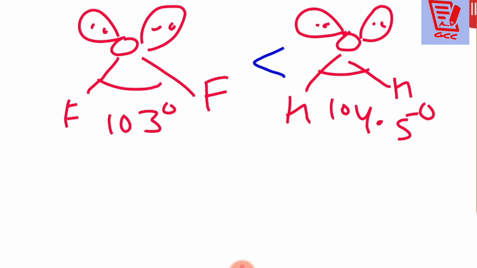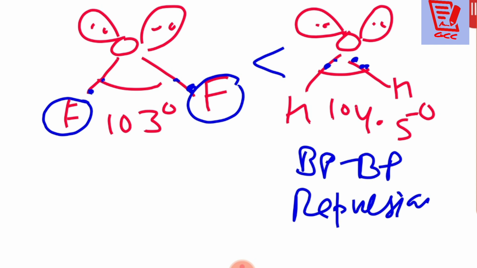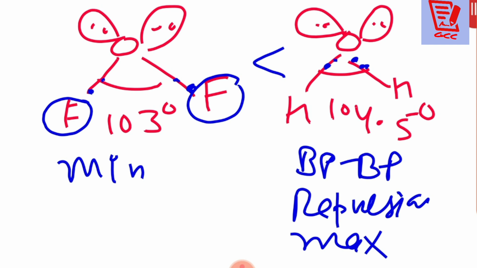Very simple reason: fluorine is more electronegative, so the bond pair will be closer towards the fluorine. But between hydrogen and oxygen, oxygen is more electronegative, so the pair will be closer towards the oxygen. Then in the water molecule, bond pair repulsions will be maximum, and here the repulsions are minimum. That is why the H2O bond angle is greater.